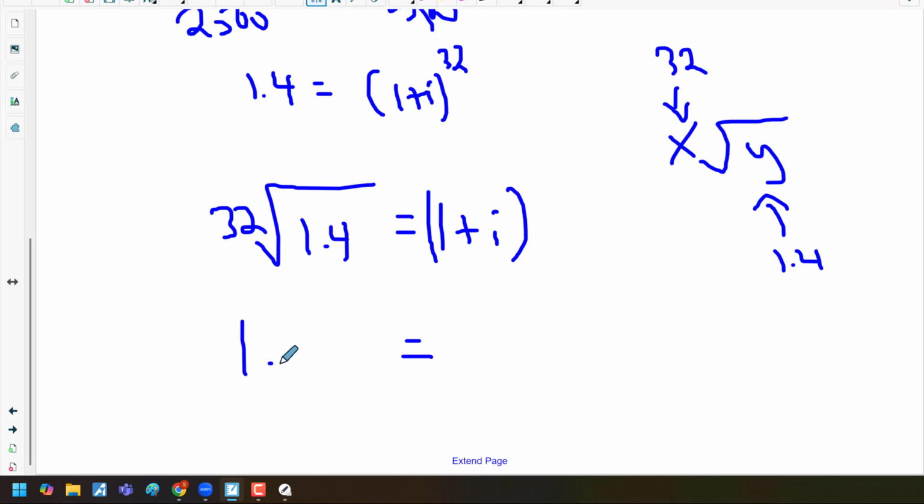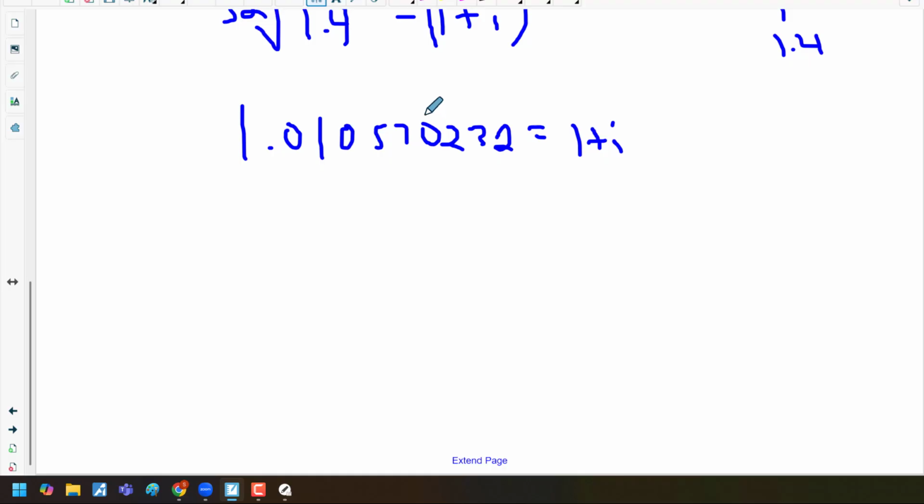You should get 1.0105, oops, I'm going to keep all the decimal places. 7, 0, 232, yeah. 1.0105702 32 equals 1 plus i. Bring the 1 over. You're going to subtract 1 from both sides. And if you minus 1, you obviously get the same number, except instead of the 1 in the front, you have 0.0105702 32 equals i.